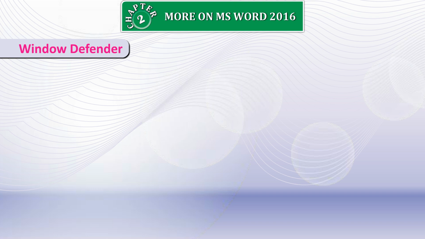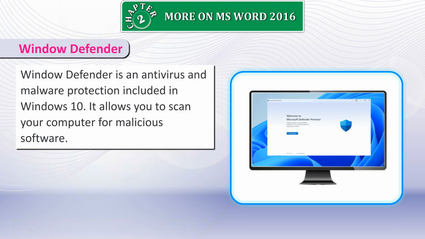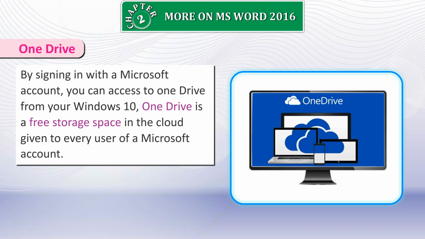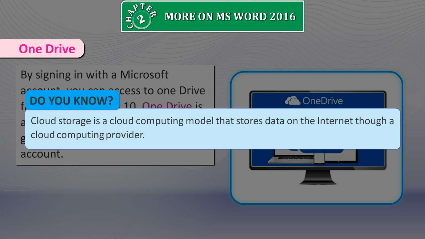Windows Defender. Windows Defender is an antivirus and malware protection included in Windows 10. It allows you to scan your computer for malicious software. OneDrive. By signing in with a Microsoft account, you can access OneDrive from your Windows 10. OneDrive is a free storage space in the cloud given to every user of a Microsoft account. Do you know? Cloud storage is a cloud computing model that stores data on the internet through a cloud computing provider.